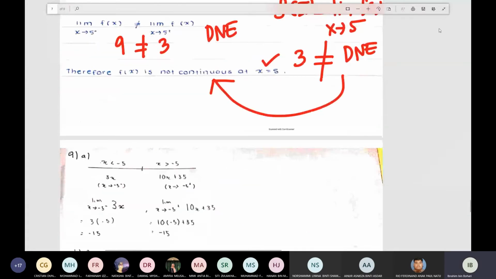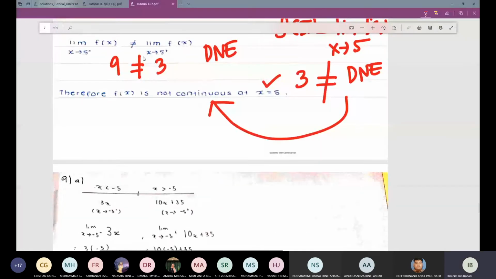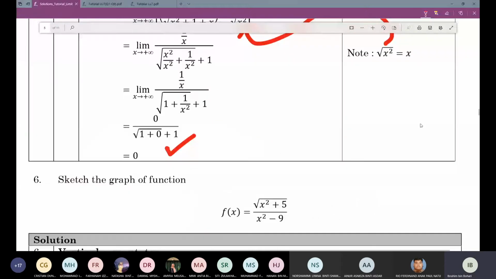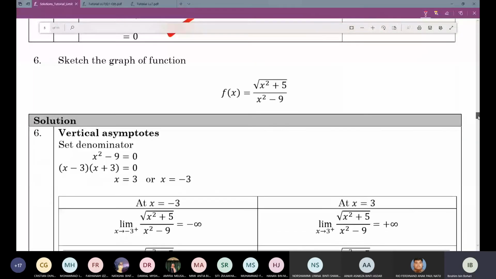Question 9 saya tunjukkan saya punya solution. Lagi nampak. Kalau you all ada soalan, you all boleh type dalam chat meeting. Lepas ni saya jawab.